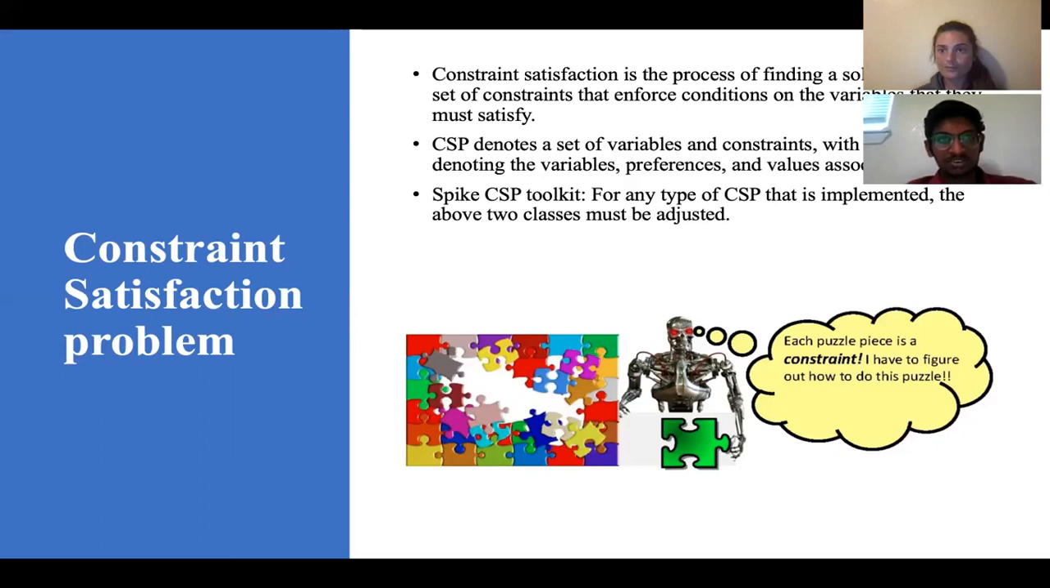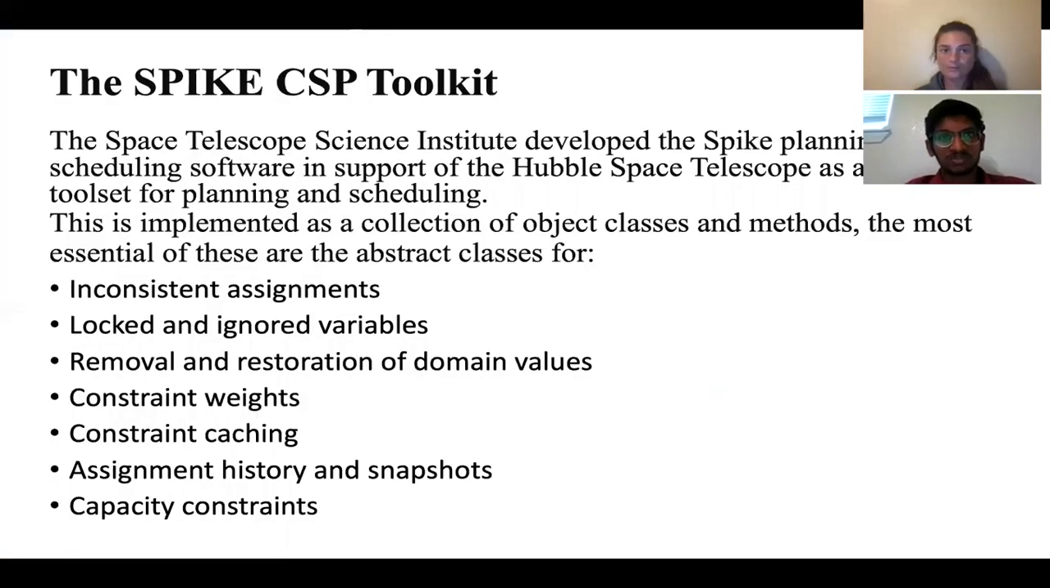So we can go to the next slide to talk more about the Spike CSP toolkit. As my teammate has already explained, it is developed by the Space Telescope Science Institute, and the Spike CSP toolkit is basically scheduling software in support of the Hubble Space Telescope, and it is mainly used for planning and scheduling.